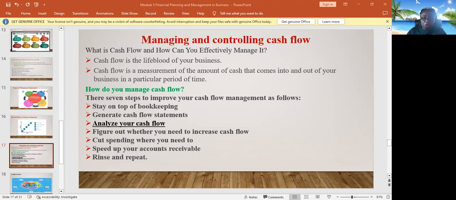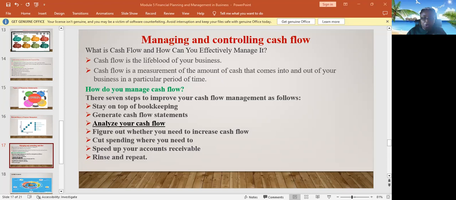Number 2, generate cash flow statement. If you have an accountant, they can do this for you. Or you too, you can go and learn. Or you can use software to calculate it, or do it using a spreadsheet. You can use your analysis with cash flow projection to see how your decisions are impacting your future financial health.